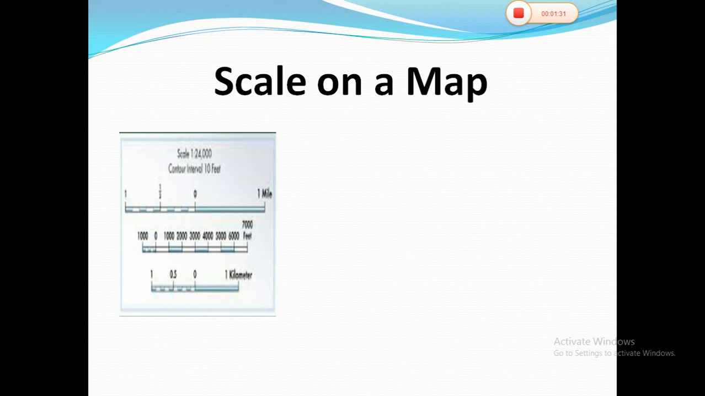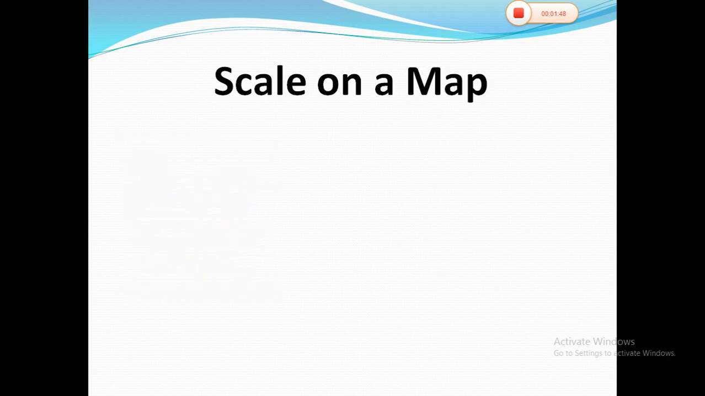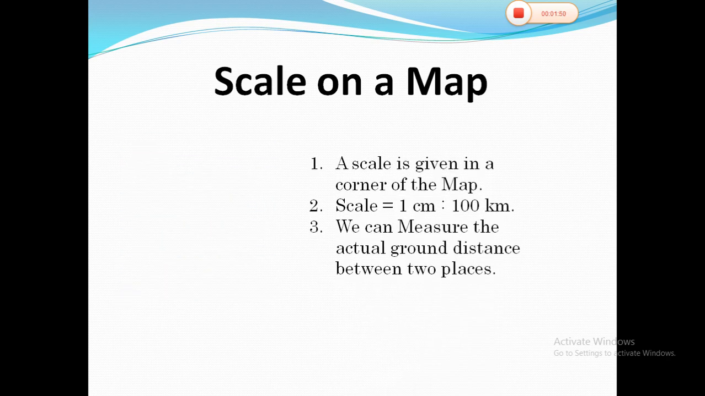Every map has to show how to measure the distance between two places shown on it. The scale helps us to study the map in a better way. For this, a scale is given in a corner of the map. For example, if the scale says 1 centimeter is equal to 100 kilometers, it means 1 centimeter on the map is equal to 100 kilometers on the ground.